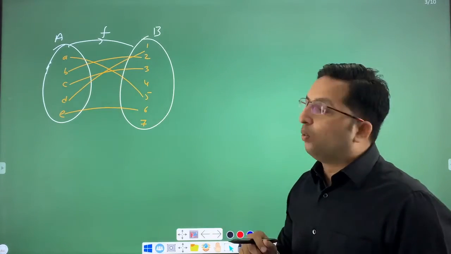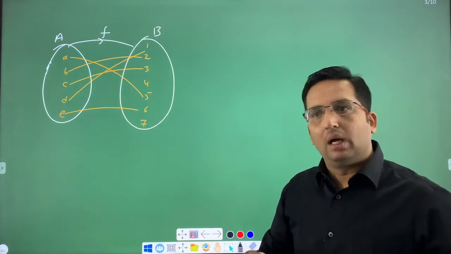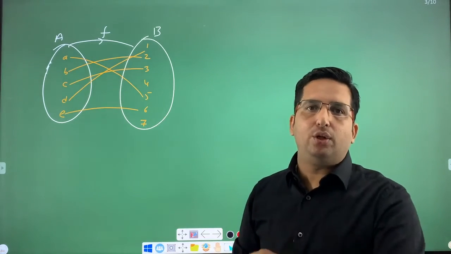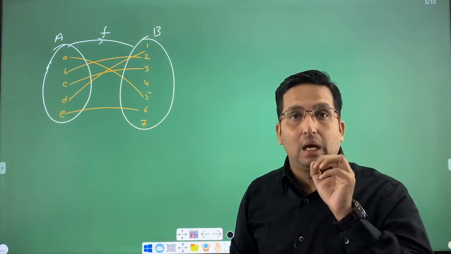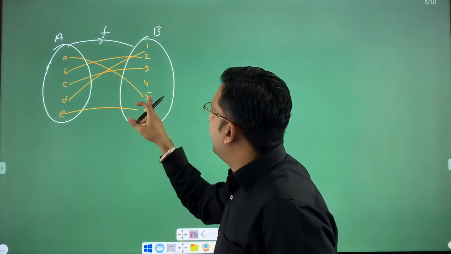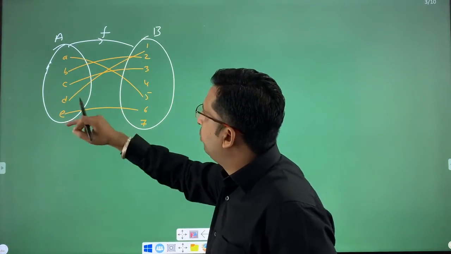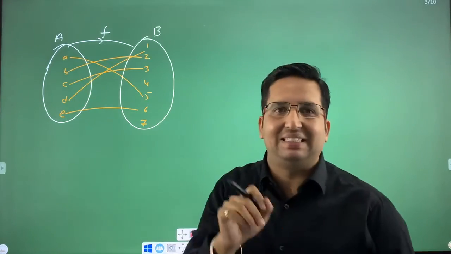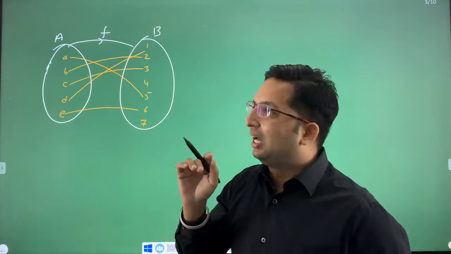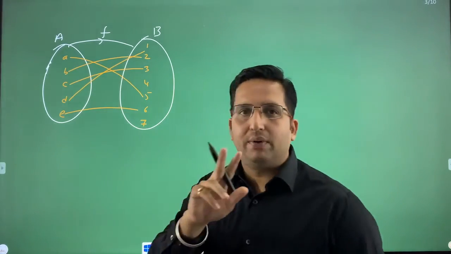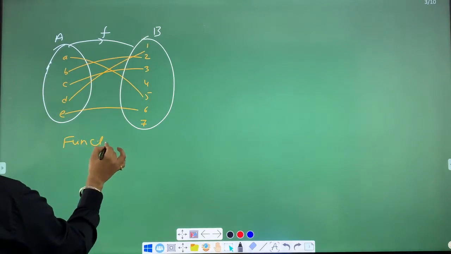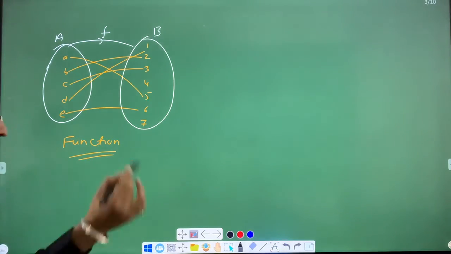Second thing was uniquely associated. Uniquely associated means if I substitute one value of x, I will get one value of y. Here I can see by substituting A, I am getting only one value. By B, I am getting only one value. Similarly with C, D and E. So this mapping satisfies both our conditions, so it is a function. Let's take another example.